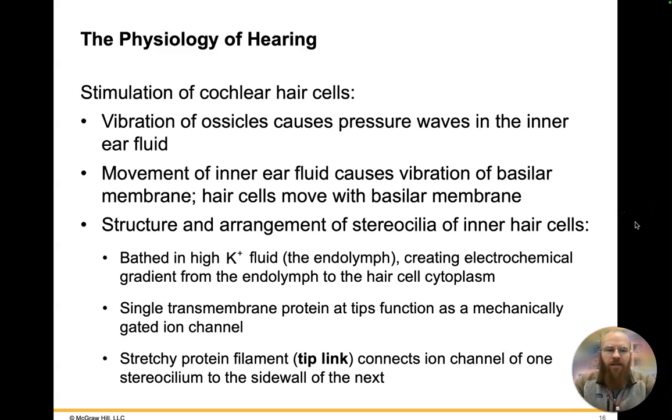Hello everyone, we're going to continue with Module 16 Part 4, or Lesson 4. This is going to be Part 2. We're going to continue talking about the senses of hearing and equilibrium.